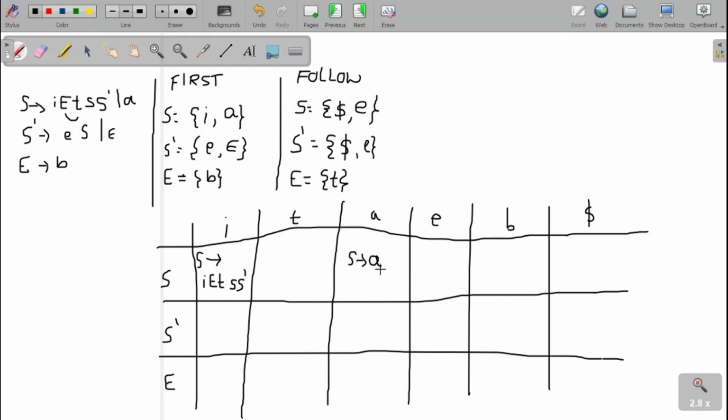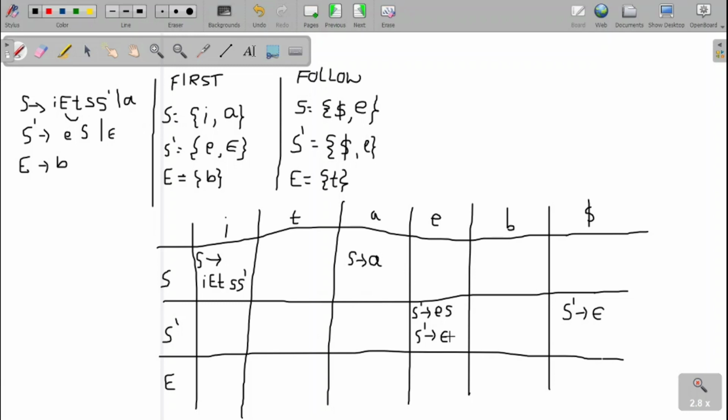Then look at the S dash. For the S dash, take the first of S dash. What is the first of S dash? S dash derives E. Which is that production? S dash derives ES. Then epsilon. Once I get the epsilon, go to the follow set. What is the follow set over there? Follow of S dash is dollar and E. Which is that production? S dash derives epsilon. So for the dollar it is S dash derives epsilon. What is the other one? It is E. Here also it is S dash derives epsilon.